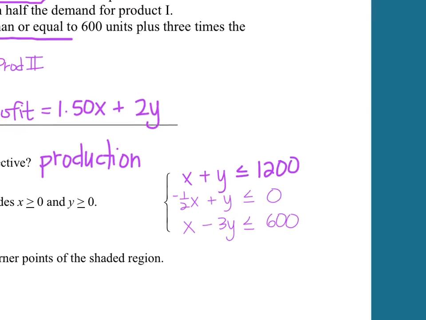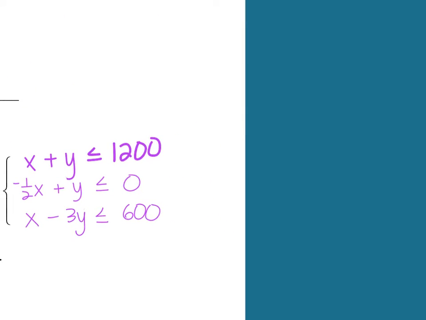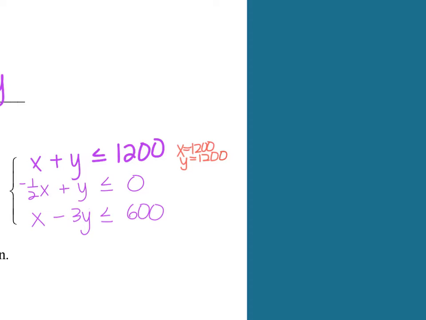Okay, now we are ready to graph our system. So we're going to think about what we did yesterday in terms of the intercepts. For the first equation, the x-intercept would be 1200 if I did not have a y value, and the y-intercept would also be 1200. For the second equation, again, if you don't remember this technique from yesterday, you should go back and watch the video on how I'm doing that.